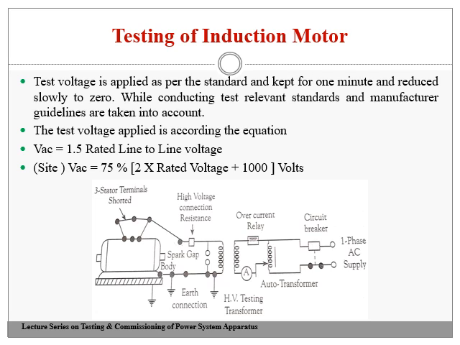While conducting the test, relevant standards and the manufacturer guidelines are taken into account. Whenever you want to conduct any test, the manufacturer guidelines or the standards given by the relevant Indian standards are considered. In this test, we apply an AC voltage of 1.5 times the rated line-to-line voltage, or sometimes the applied AC voltage is 75% of 2 times the rated voltage plus 1000 volts.